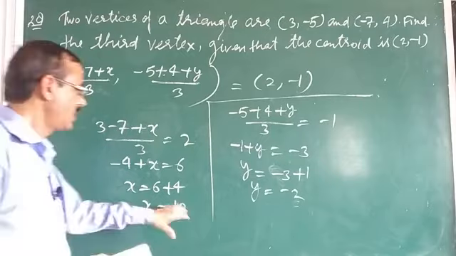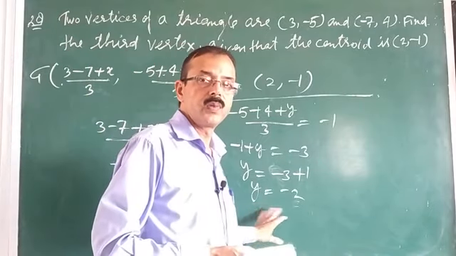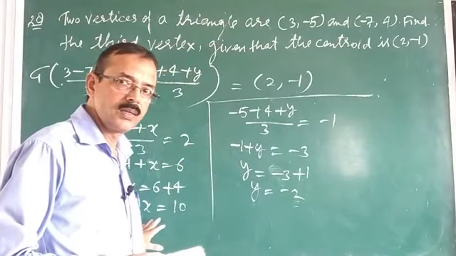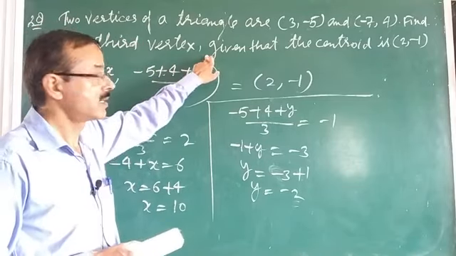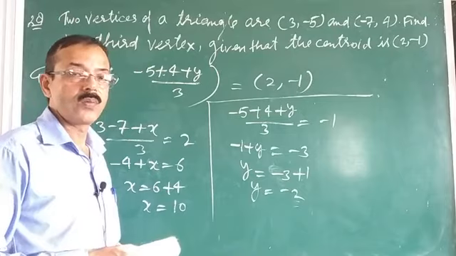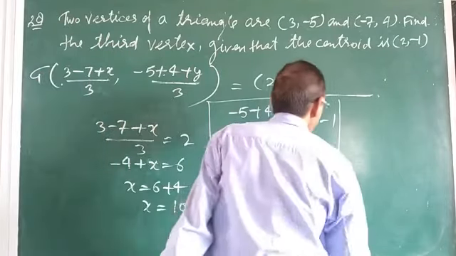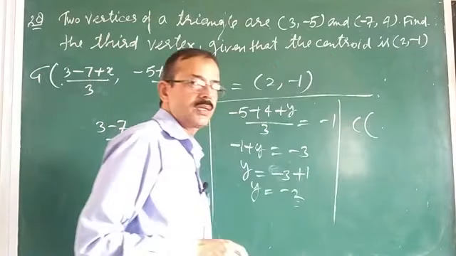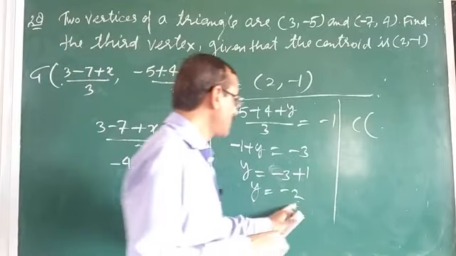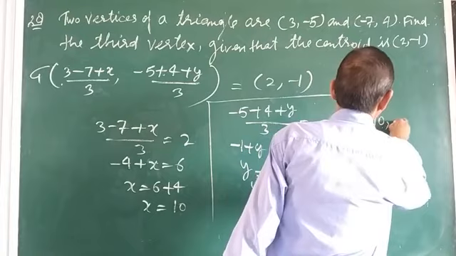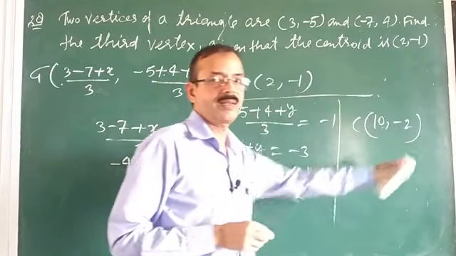Tell me, up to here, is it correct? No. Why not correct? Because the question asks for the third vertex, the point. What was the third vertex? (x, y). So C was the third vertex. So the answer is (10, minus 2). You have to write it this way. This is the correct result.